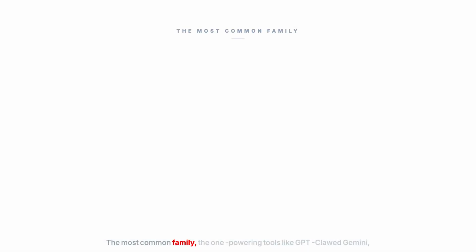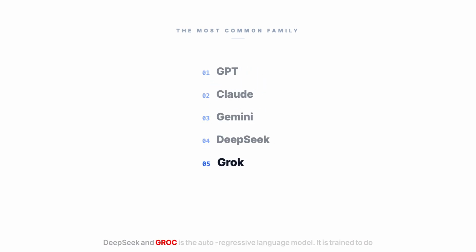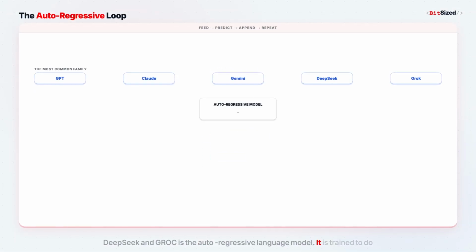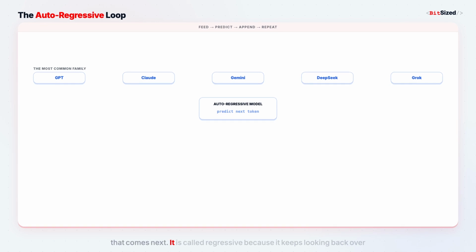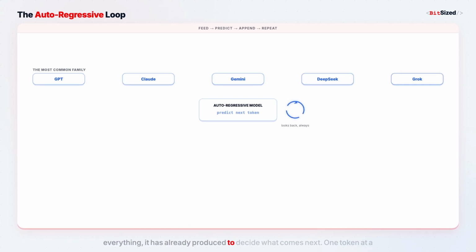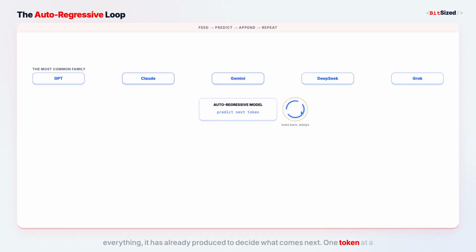The most common family, the one powering tools like GPT, Claude, Gemini, DeepSeek, and Grok, is the autoregressive language model. It is trained to do one job: take a sequence of text and predict the single most likely token that comes next. It is called regressive because it keeps looking back over everything it has already produced to decide what comes next, one token at a time.